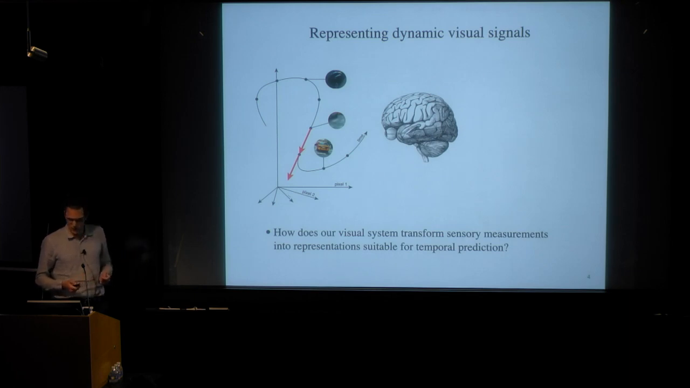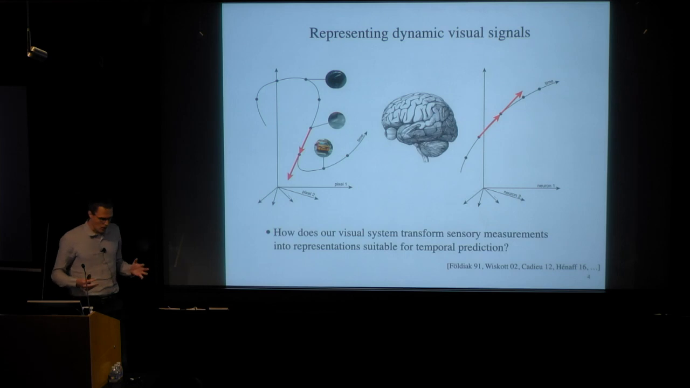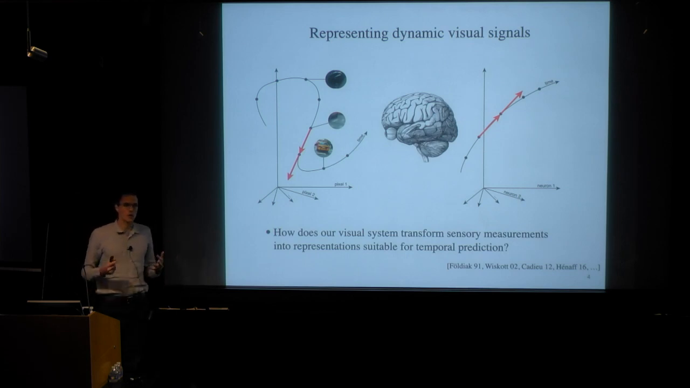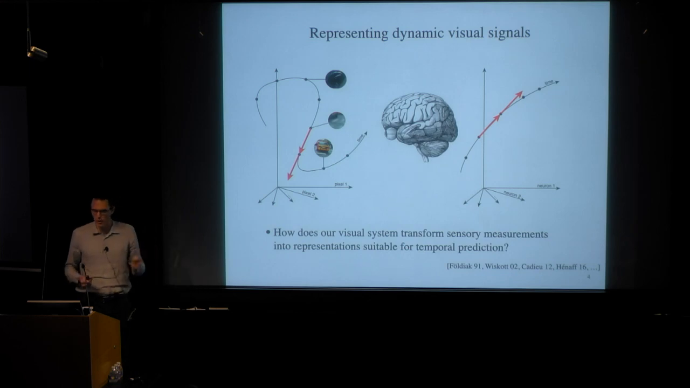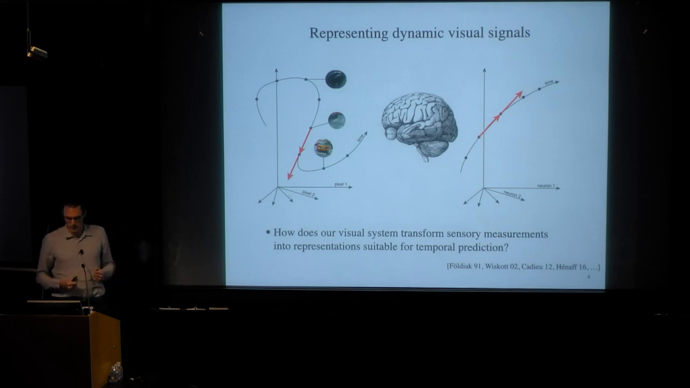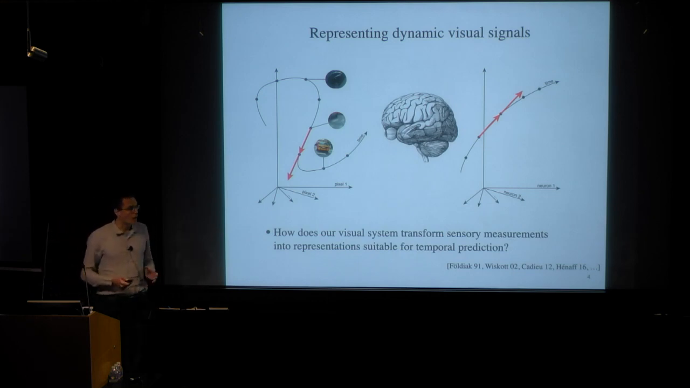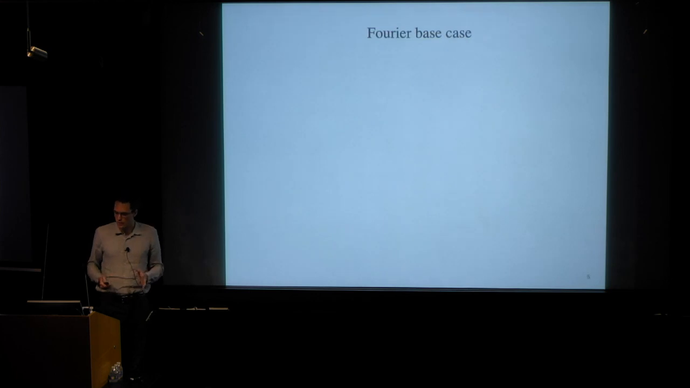So an idea in the field is to say, well, a good representation would be a representation that linearizes those dynamics. These are ideas that go back at least to the 90s in the work of Peter Foldiak, and there's a series of interesting work along this direction in computational neuroscience. And let me start by going back to a very fundamental difficulty.